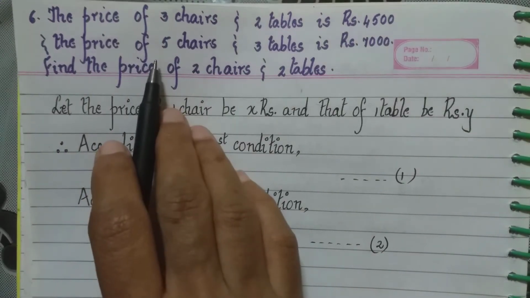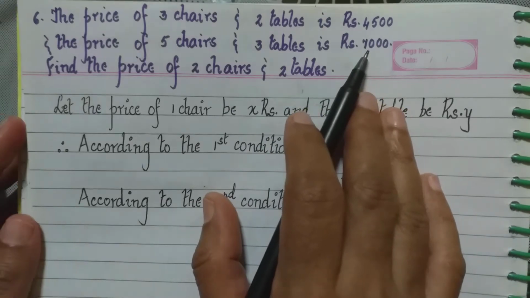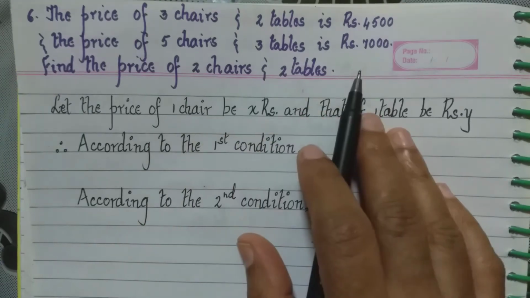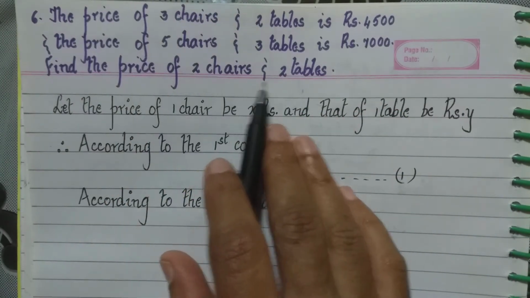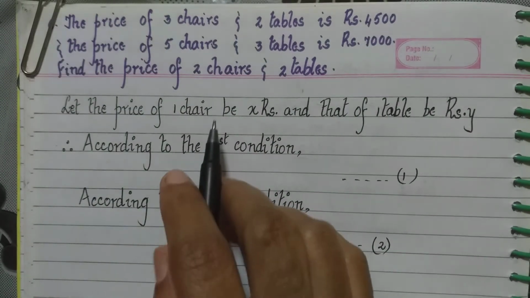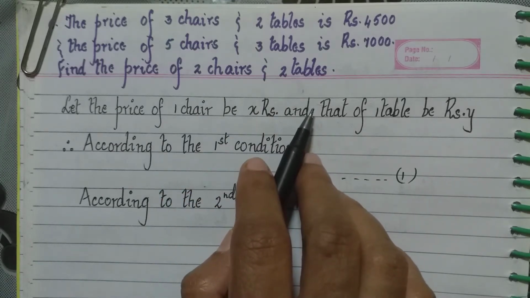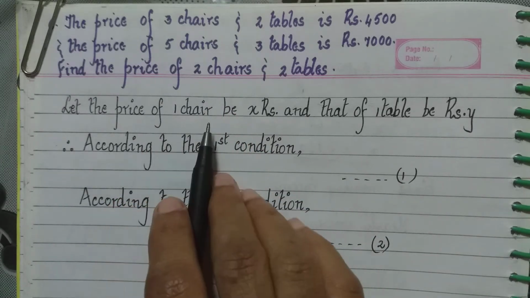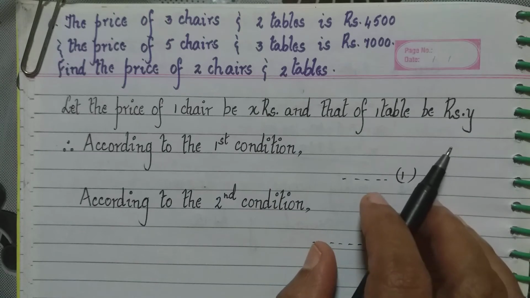Sixth question. The price of 3 chairs and 2 tables is rupees 4,500 and the price of 5 chairs and 3 tables is rupees 7,000. Find the price of 2 chairs and 2 tables. Now we have to find the price of 2 chairs and 2 tables, but first we will find what is the cost of 1 chair and what is the cost of 1 table.